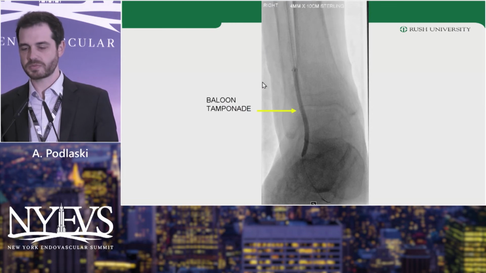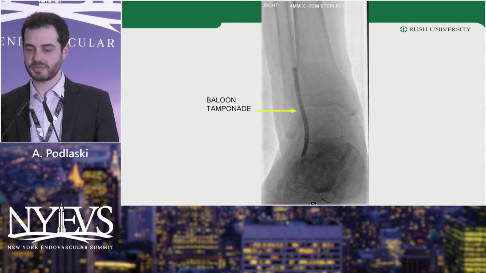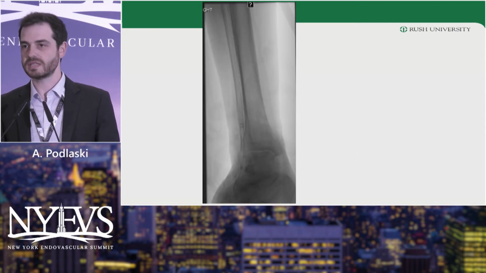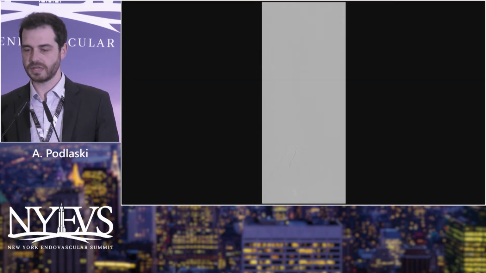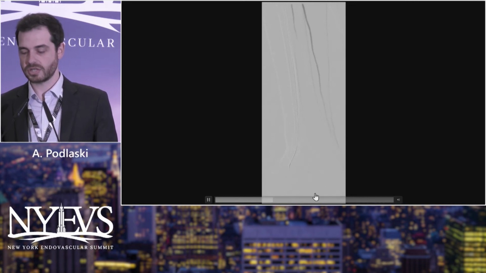So at this point, we decided to throw up a balloon to try to tamponade this, but after balloon tamponade, there was still some extravasation. So we placed another covered stent further distally in the anterior tibial vein here. Just another view of it. And then we did another DSA, which shows that there's still some extravasation at this point.